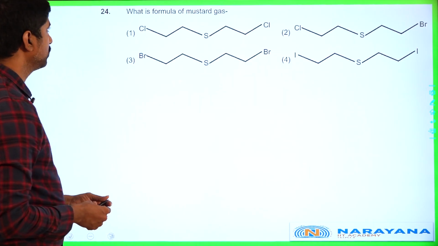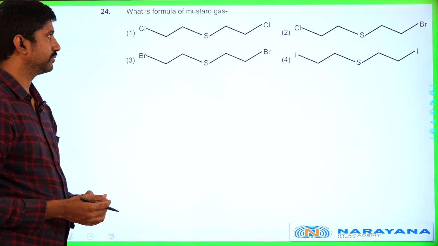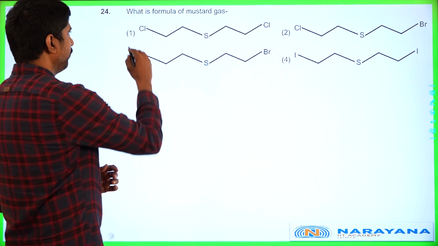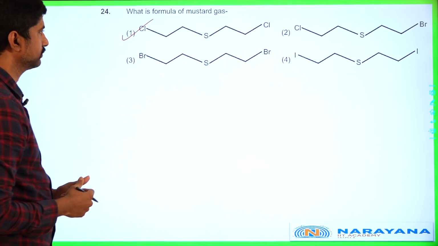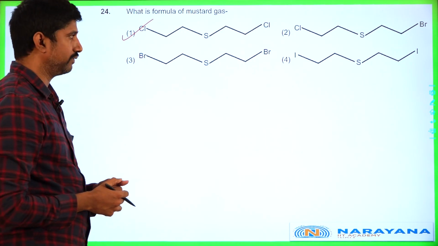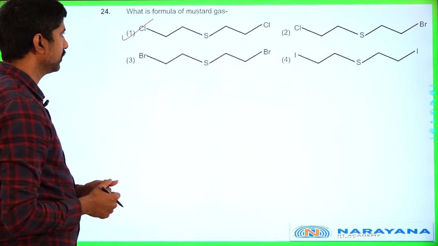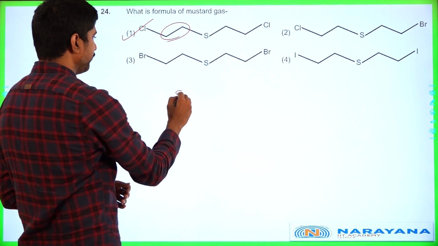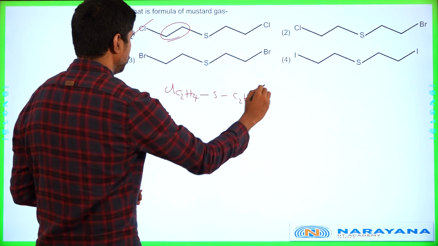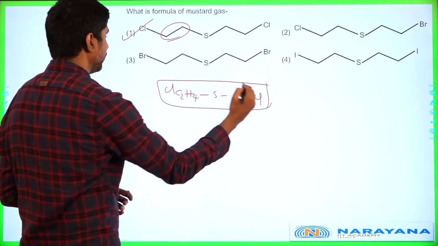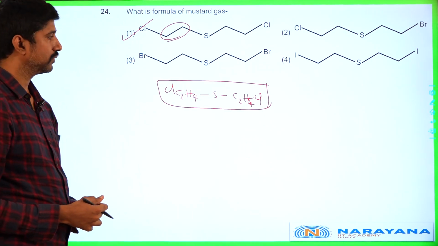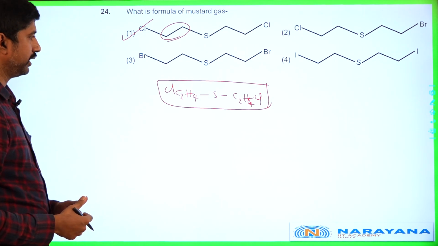Next, 24. What is the formula of mustard gas? As we all know, the formula of mustard gas is dichlorodiethyl sulfide. Okay, so C2H4Cl, sulfur, C2H4Cl. This is what we call mustard gas. Dichloroethyl sulfide.